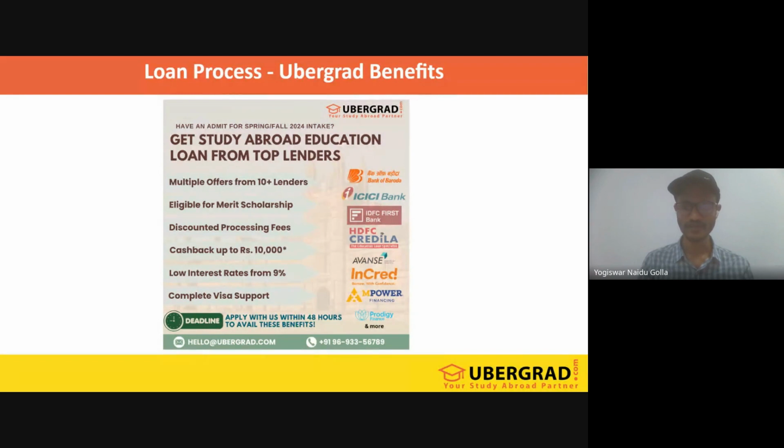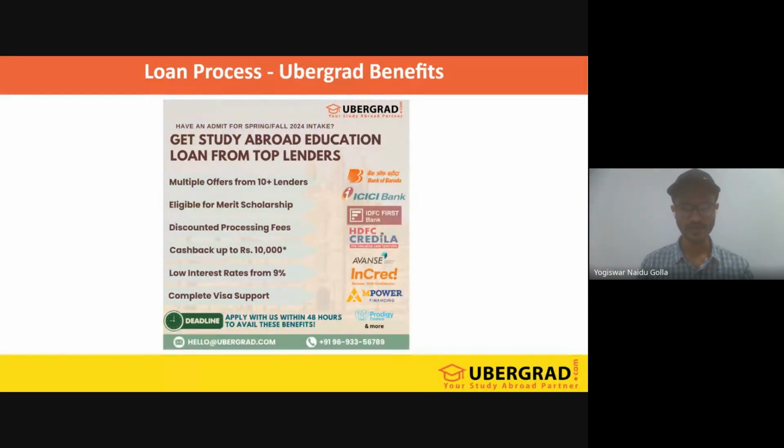As we have direct partnerships with all the banks, you will be able to get discounted processing fees. For example, if you apply directly to these lenders, you are going to pay 1 to 1.5%. With Ubergrad, you will get a discounted processing fee of somewhat 0.25 to 0.5%, which will save you a lot in the long run while paying the processing fees for sanctioning your loan.